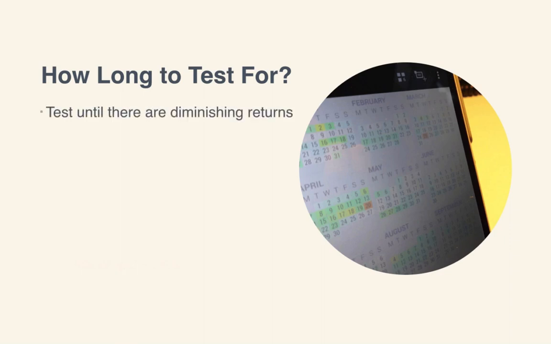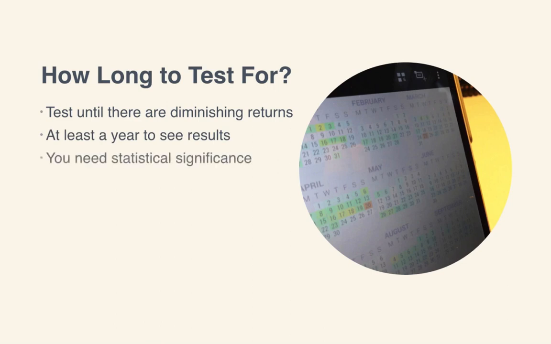Well, we should test until there are diminishing returns. Once we've got statistical significance, and we're going to look at that in detail in the very next lesson, then the reason to carry on the test starts to reduce once we've actually made significant proof that we can reject the null hypothesis. And some say that might take at least a year to get results. But the key thing is to get this statistical significance.